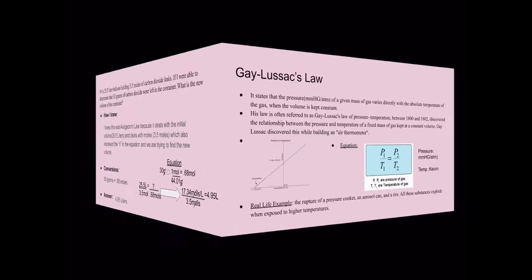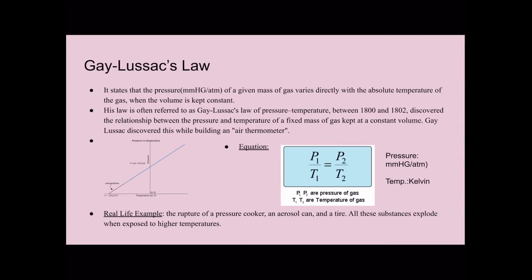The next law we're going to be talking about is Gay-Lussac's law. It states that the pressure in millimeters of mercury, or atmospheres, of a given mass of gas varies directly with the absolute temperature of the gas when the volume is kept constant. Gay-Lussac discovered it by building an air thermometer when he discovered the relationship between the pressure and temperature of a fixed mass of gas kept at a constant volume in 1800 and 1802.